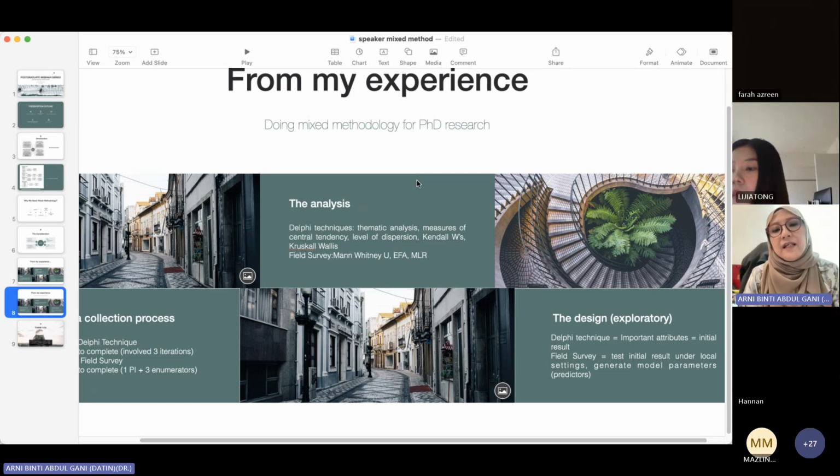And then for the field survey, I used EFA and MLR because the objective was actually to come up with the model parameters, the model for the dimensions. So eventually I used Mann-Whitney, EFA and MLR for the analysis. So there are 2 things.